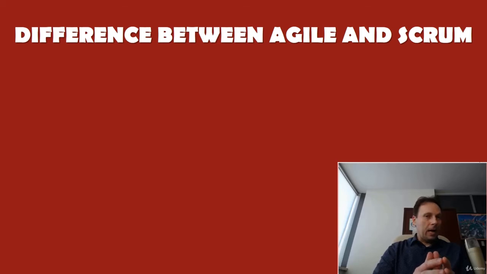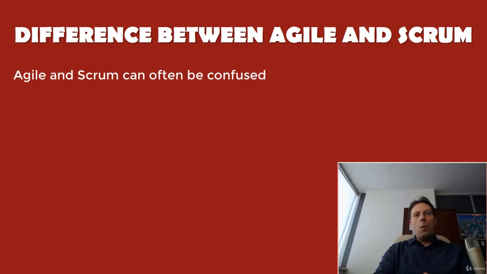The difference between Agile and Scrum. On the surface, it is easy to see why Agile and Scrum can often be confused, as they both rely on an iterative process, frequent interaction, and collaborative decision-making.